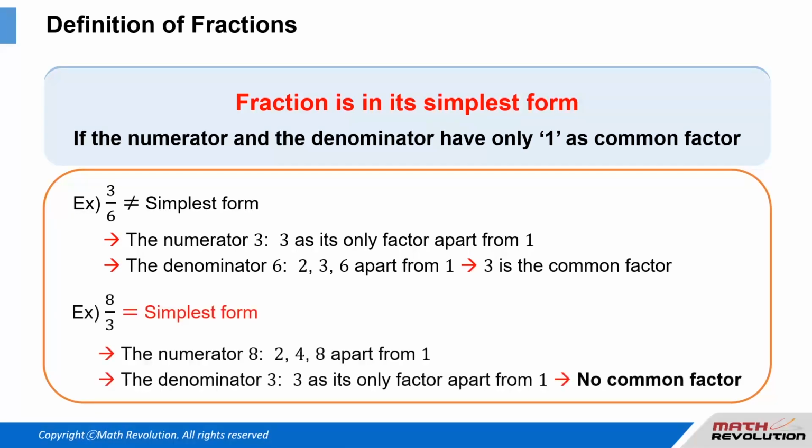8 over 3. Here the numerator 8 has 2, 4, and 8 as its factors apart from 1, and the denominator 3 has 3 as its only factor apart from 1. We can see that the numerator and the denominator have no other common factor apart from 1. This means that the fraction 8 over 3 is in its simplest form.